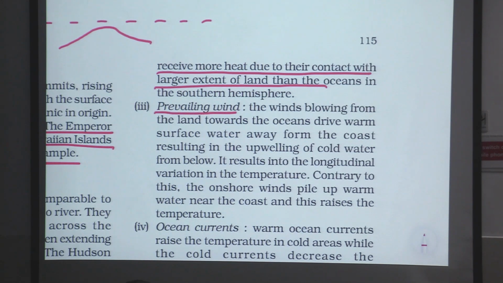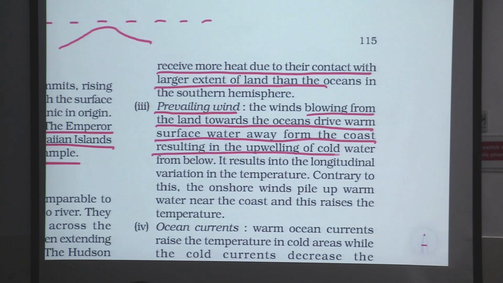Third factor written in our NCERT is prevailing winds. The wind blowing from land towards ocean drives warm surface water away from the coast, resulting in upwelling of the cold water from below.